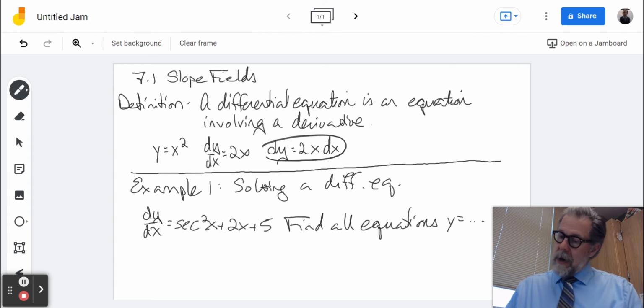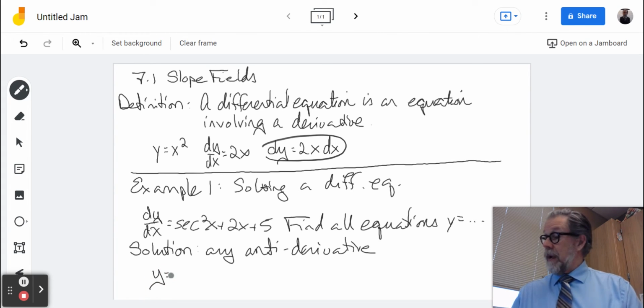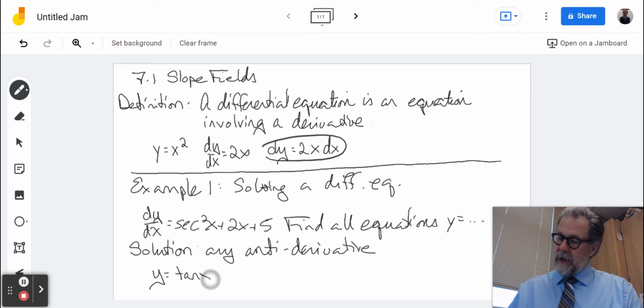So looking at this, what we know is that the solution is any antiderivative. And you spent a lot of time in the last chapter working with antiderivatives. So let's see what we know. First off, we know that the derivative of tangent is secant squared, so tangent is the antiderivative of secant squared. We know that the derivative of x squared is 2x, so x squared is the antiderivative of 2x. We know that the derivative of 5x is 5, so the antiderivative of 5 is 5x.